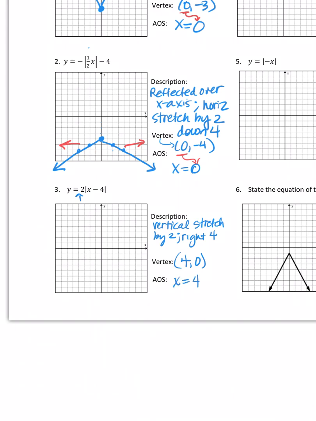So let's move this over 4. 1, 2, 3, 4. And now I apply my slope of 2. 1, 2, 1, 2. All right, there we go. Let's try another one.